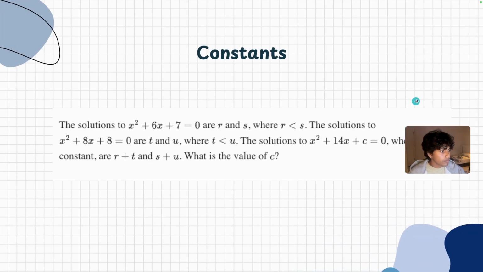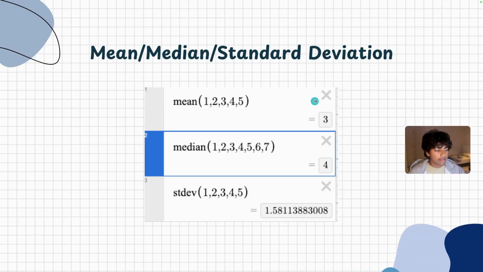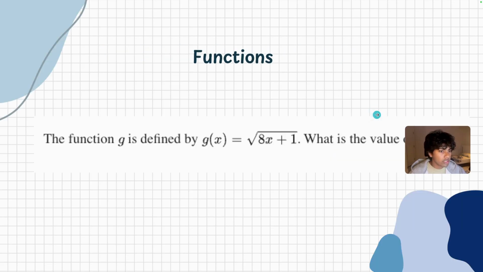Okay, the next thing: mean, median, standard deviation. Anytime you see mean, median, or standard deviation, you can just do it like this. I don't have a question for this really, but that's how you would do it. Just type it out, put the numbers in between, and there you go. And the last one is functions.